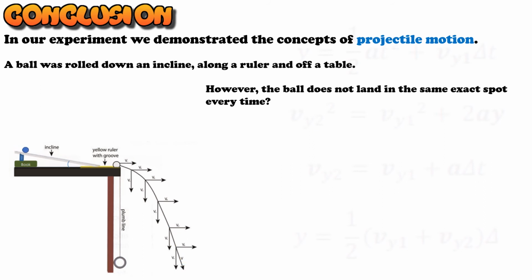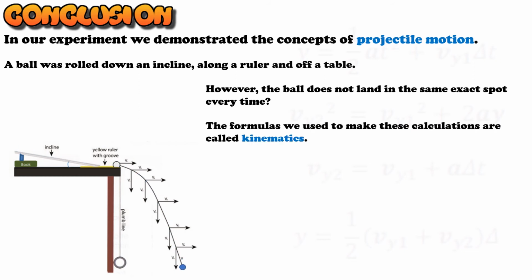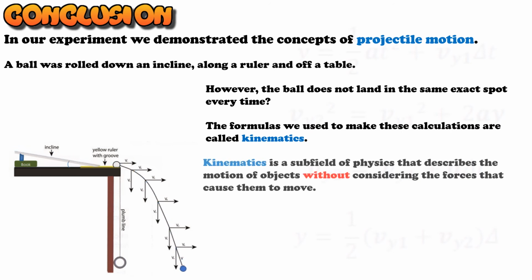However, the ball does not land in the same exact spot every time. So are our calculations wrong? Was Galileo not as smart as we think he is? Yes and no. The formulas we use to make these calculations are known as kinematics.